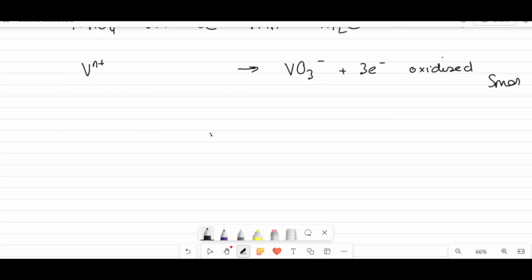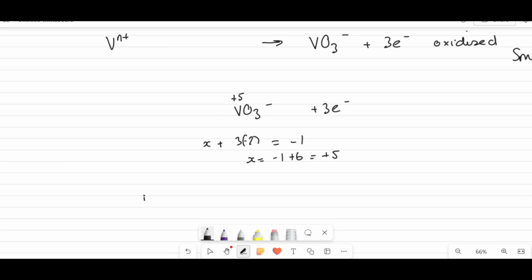So if we look at VO3- and its oxidation state, well, we know that O is generally minus 2, and there's 3 of them. And then there's X. So X plus 3 lots of minus 2 equals minus 1 overall. So that means that X has to be minus 1 plus 6, which is plus 5. So we know here it became plus 5, plus 3 electrons on that side. So whatever this Vn+ was originally, remember it was in this equation that we've just figured out, it's lost 3 electrons to eventually become plus 5.